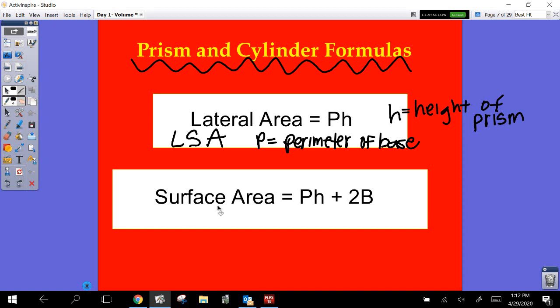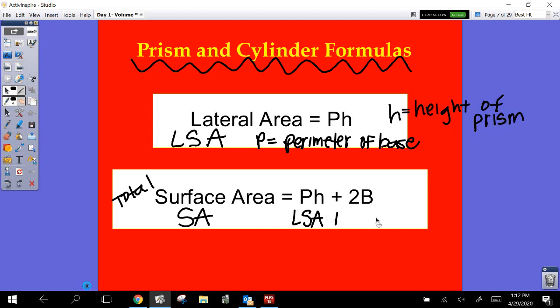Now your surface area, I might sometimes call it SA, or I might add in total. If I don't say total, I mean total surface area. If I don't specify lateral, it's going to be total. So this is still pH. It's still your lateral surface area. Oops, let me add that S in. It's still your lateral surface area plus your two bases.